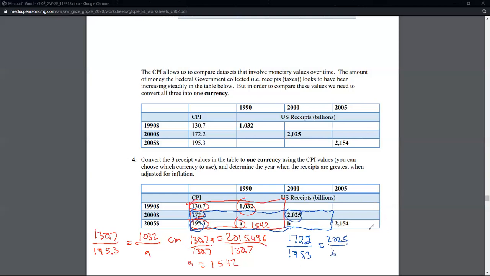And then we're going to cross multiply that. Sorry, I'm going to have to go to this side kind of. Is it legible over there?